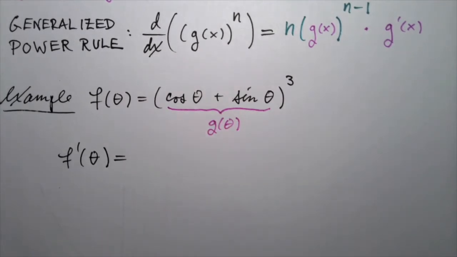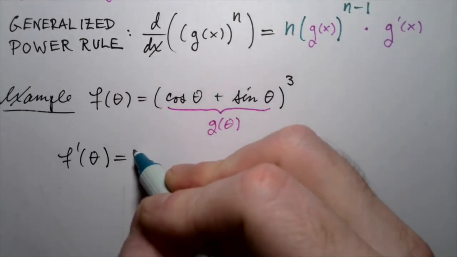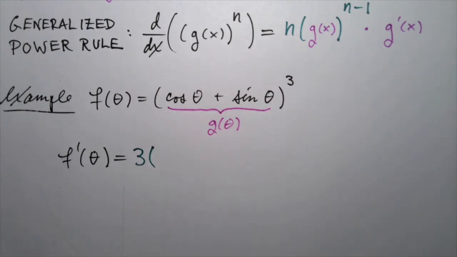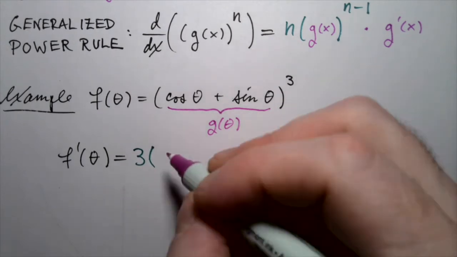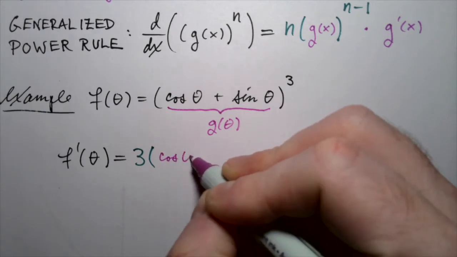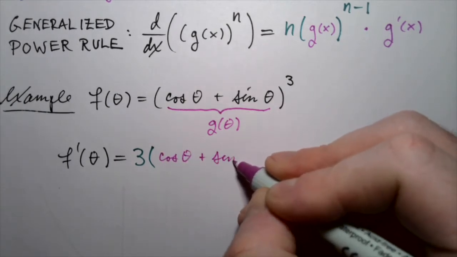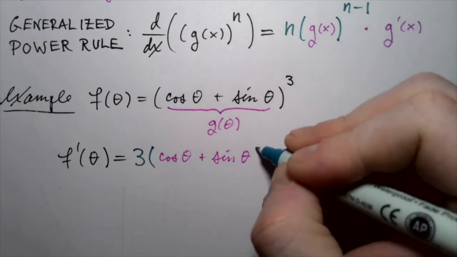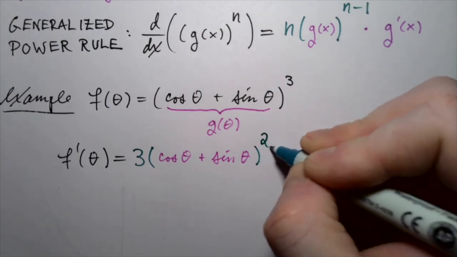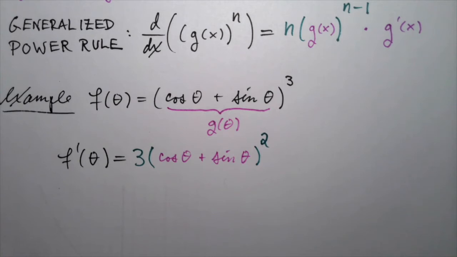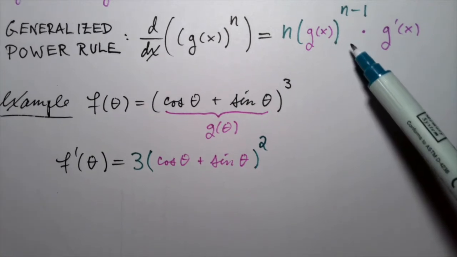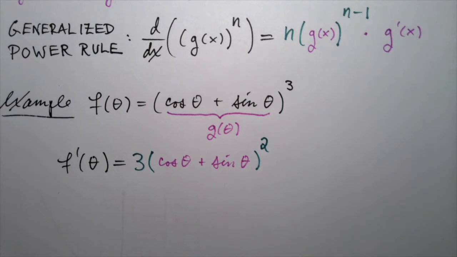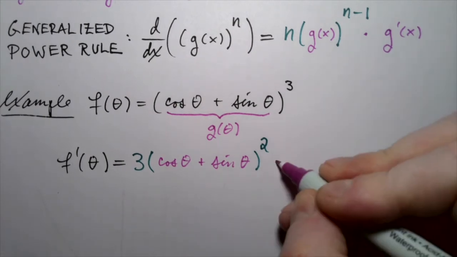Okay, so then the derivative of this function will be, first apply the power rule around the entire outside, right? And then cosine theta plus sine theta, that's my g of theta on the inside, and then subtract 1 from the exponent. So that right there is like n times g of x to the n minus first power. We're not done. We need to remember to multiply by the derivative of the inside.